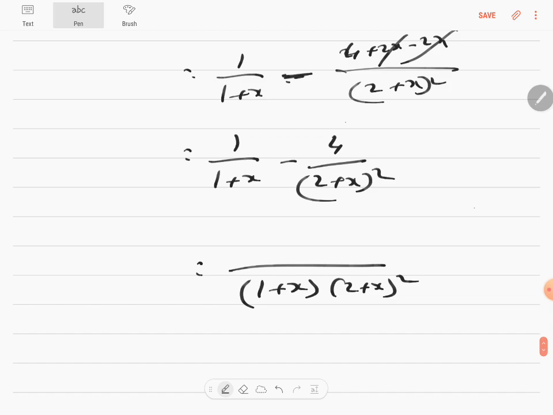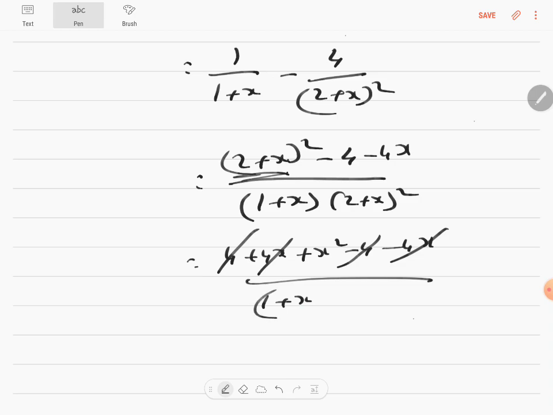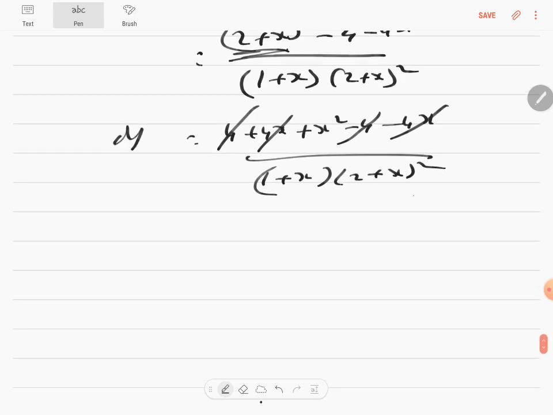Can you just revise what I taught you instead of doing with so then it's 2 plus x the whole square minus 4 minus 4x. Expand this, it's 4 plus 4x plus x square minus 4 minus 4x by 1 plus x into 2 plus x the whole square. The best part is this is what is your dy by dx. You're going to equate it to 0.